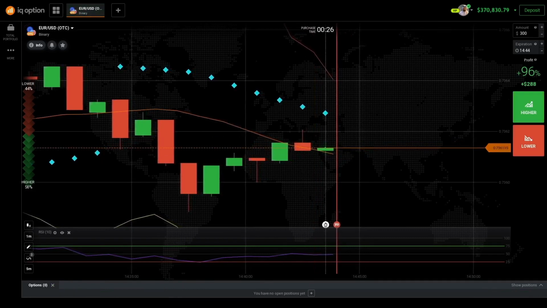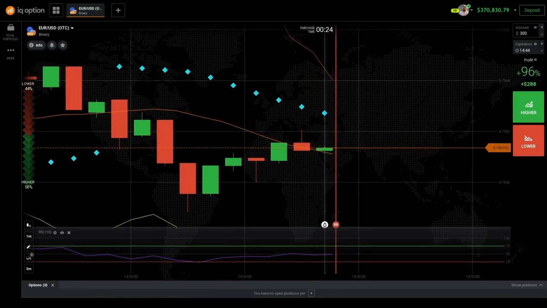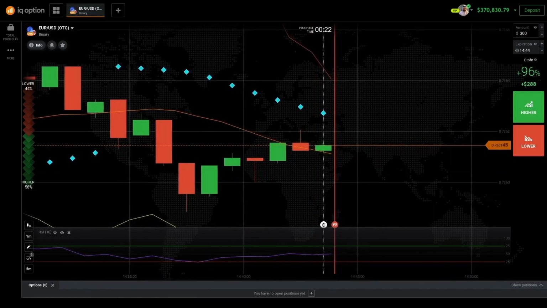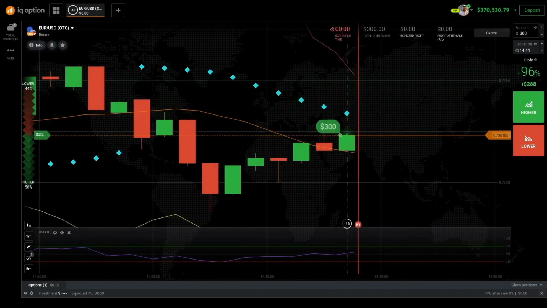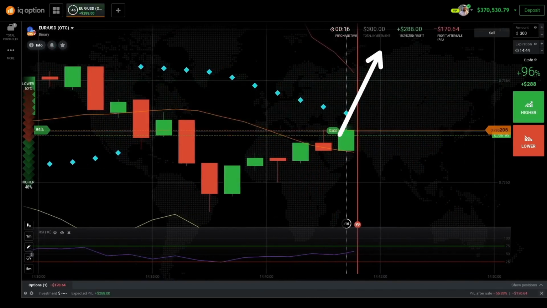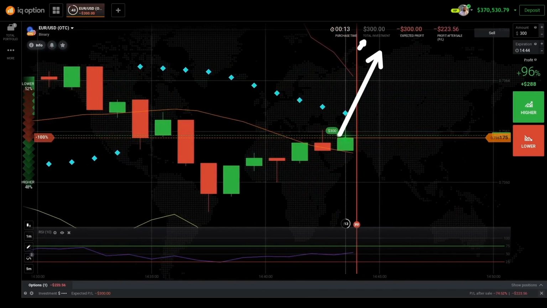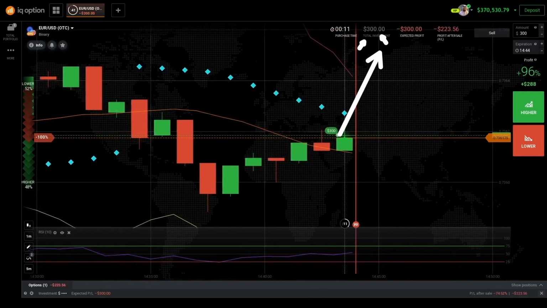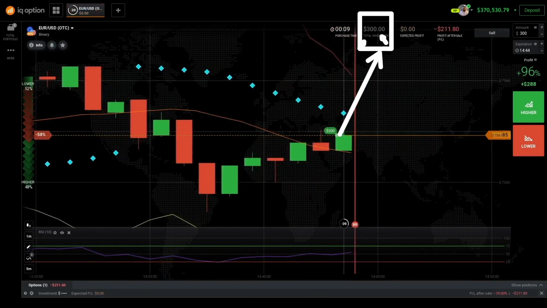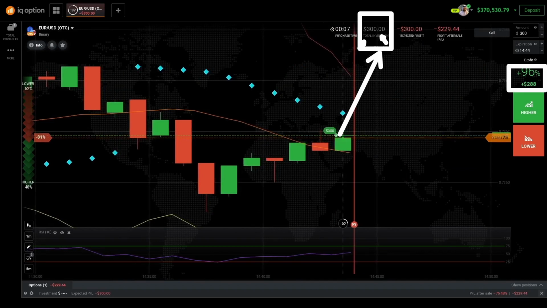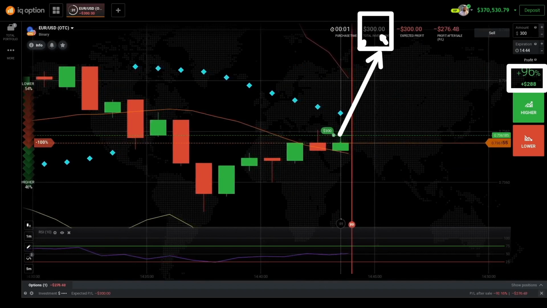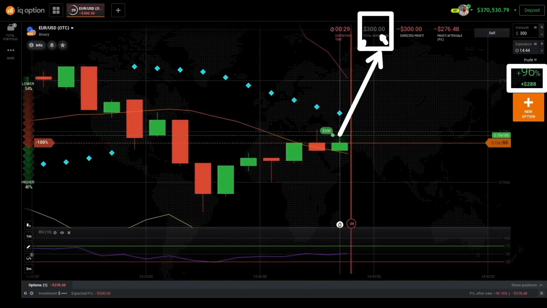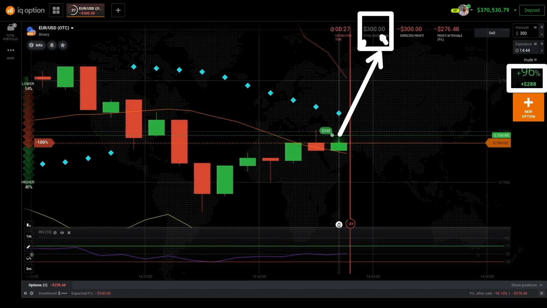Amazing. So the first win. All right. This one is also going up. I'm investing, as you can see, $300. If my prediction is right, I'm making $288. So that's 96%. That's not 100%. If I'm losing, 100%. But if I'm winning, only 96%.